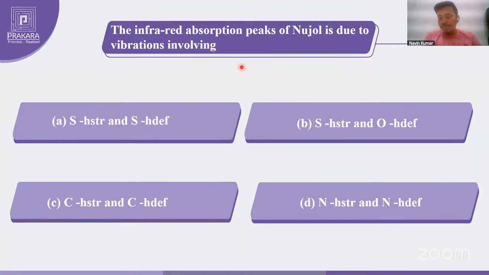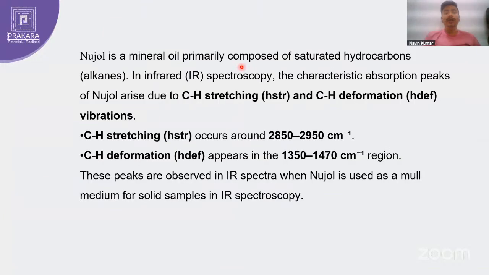So this peak is due to what? Which vibration is involved here to give the particular absorption peak in the nujol compound? For this, you have to remember two important things: first, the basics of IR spectroscopy, and second, the structure of nujol. The correct option will be C only, but we are going to see how we arrive at the correct option.